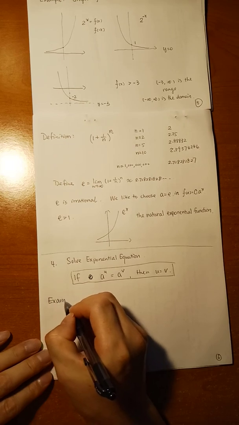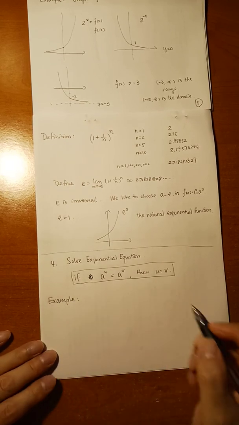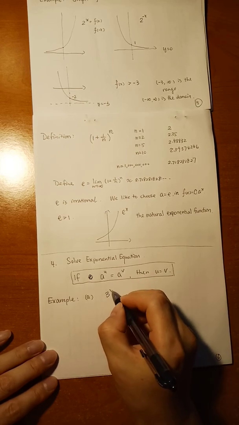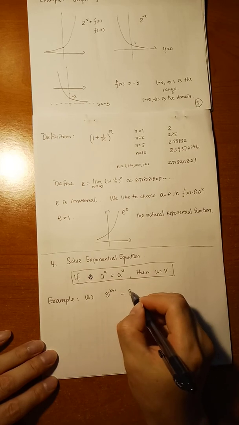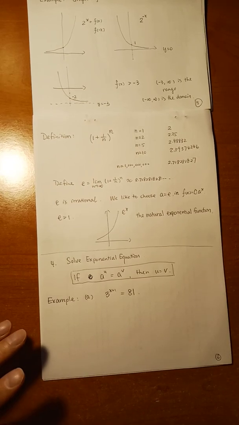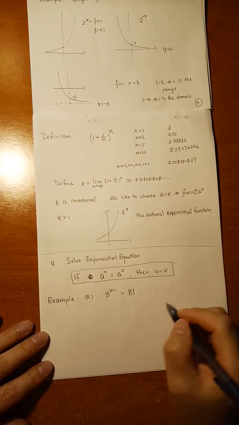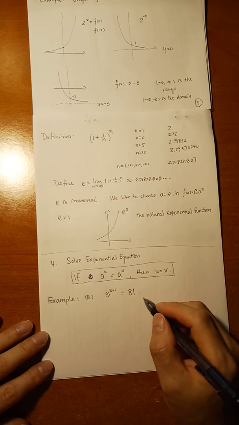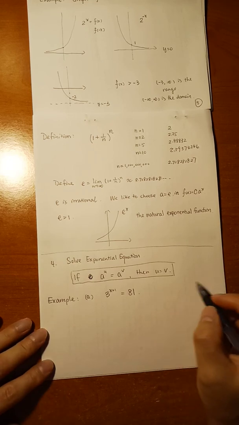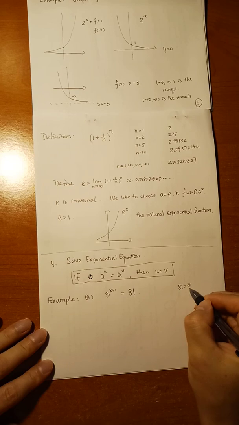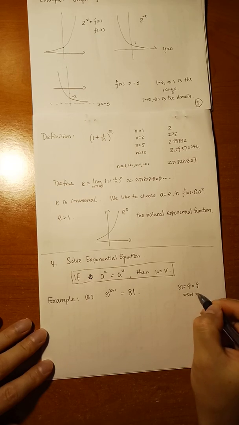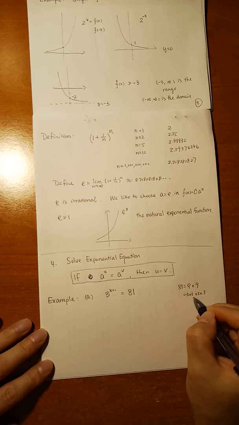Then let's try to solve some simple problems. 3 to the x plus 1 is equal to 81. 81 is 9 times 9. 9 is 3 times 3. This 9 is also 3 times 3. So you have 1, 2, 3, 4 threes. So it's 3 to the 4.